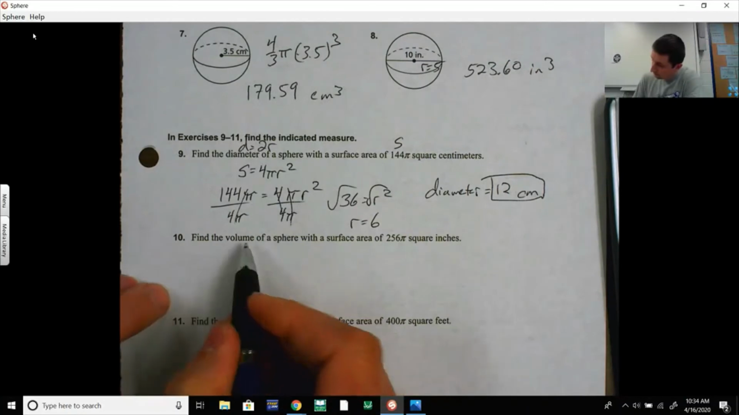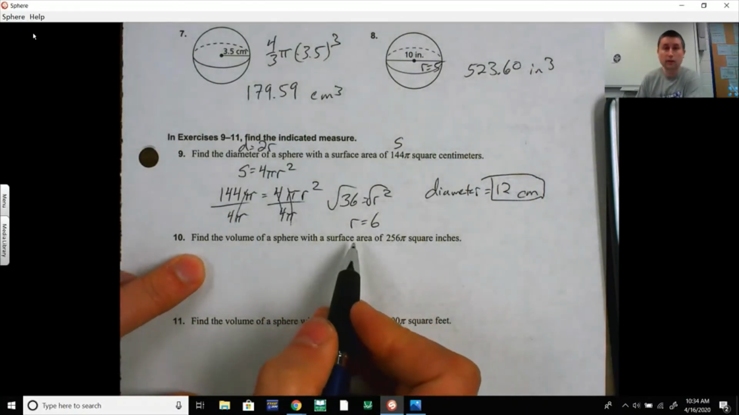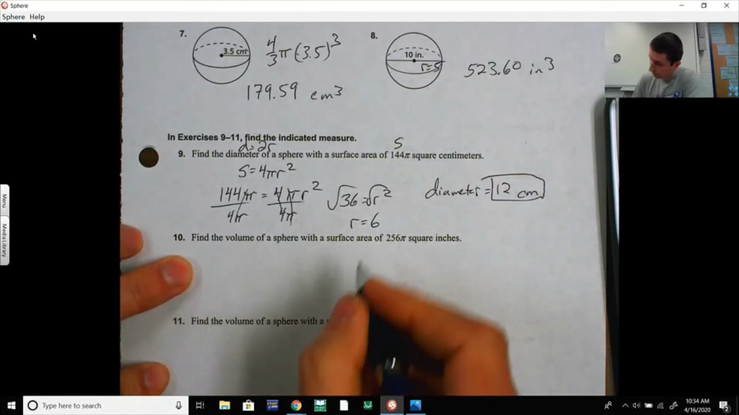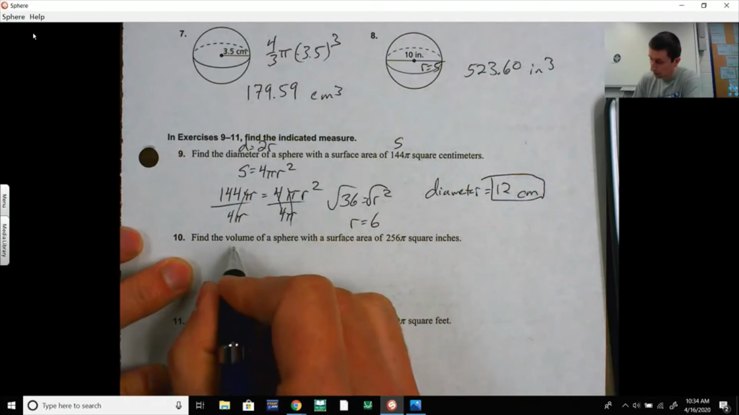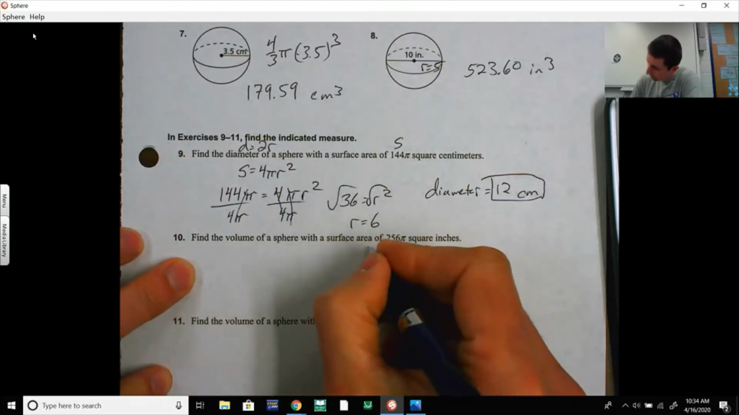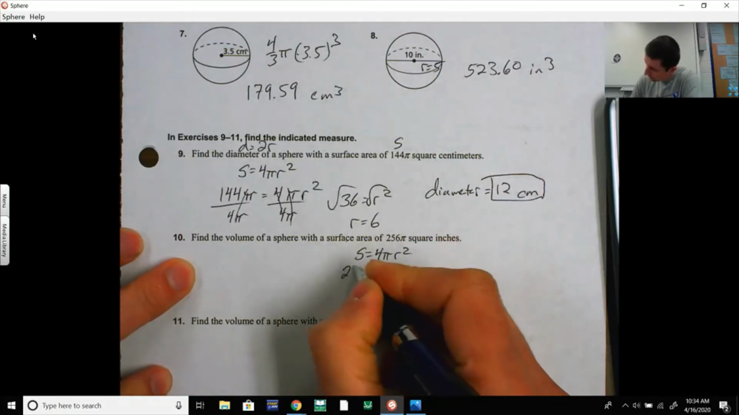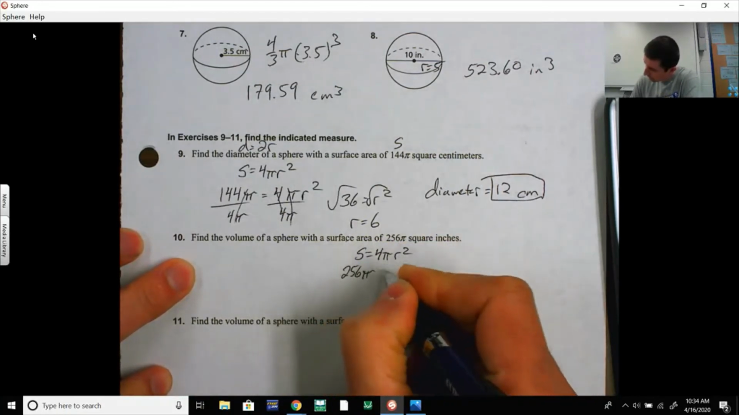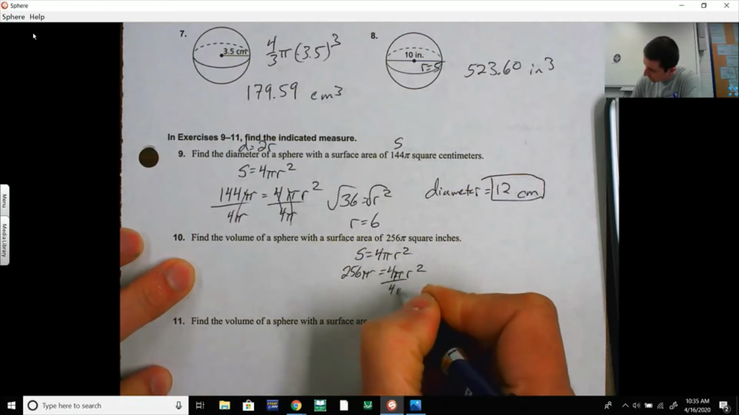Find the volume of a sphere with a surface area of 256. So they're giving you the surface area and they're asking for the volume. So from the surface area, we have to find the radius, and once we find the radius, we can find the volume. Notice that's a common link between both of them. So if S equals 4 pi r squared, 256 pi equals 4 pi r squared divided by 4 pi.